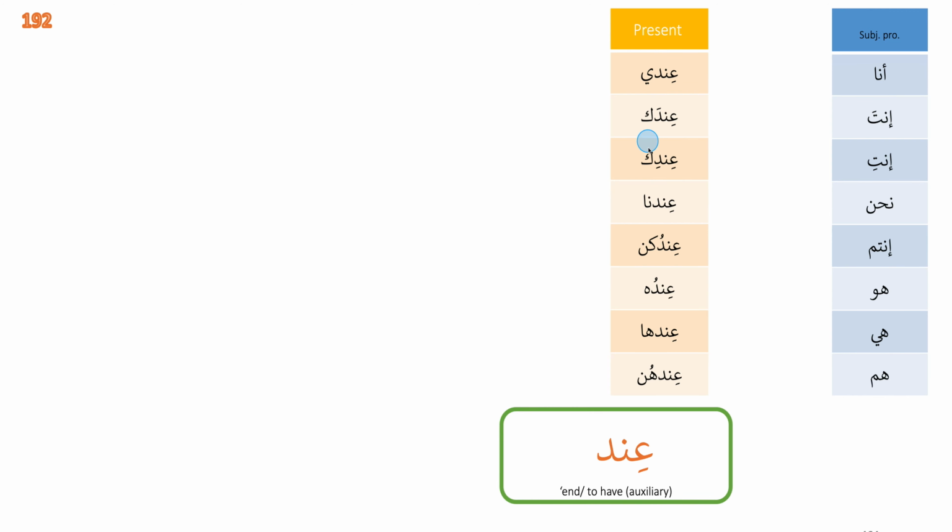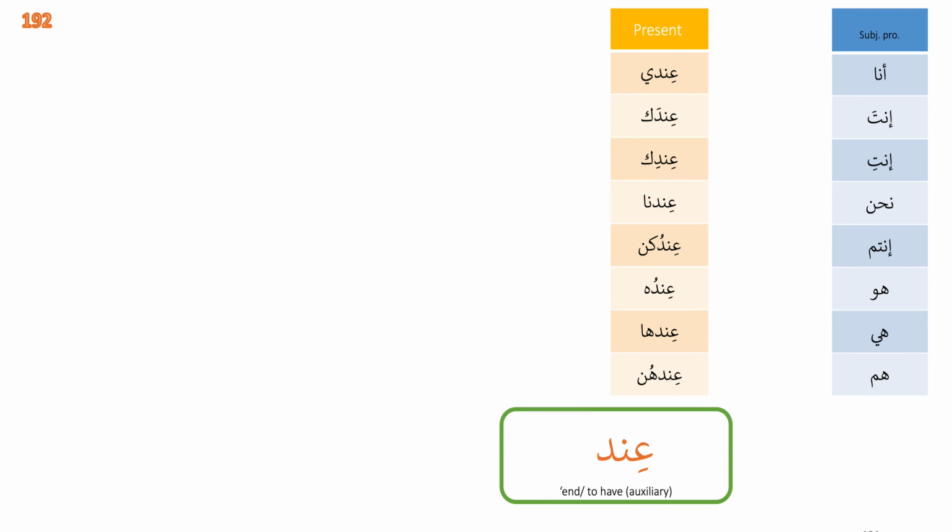So when you add these possessive pronouns to the end of عند, it becomes rather something very useful, and it could be followed by a noun. So you could say عندي سيارة, I've got a car, and so on. And the pronunciation again: أنا عندي, أنت عندك, أنتي عندك, نحن عندنا, أنتو عندكن, هو عنده, هي عندها, هن عندهن. So this is the present tense.